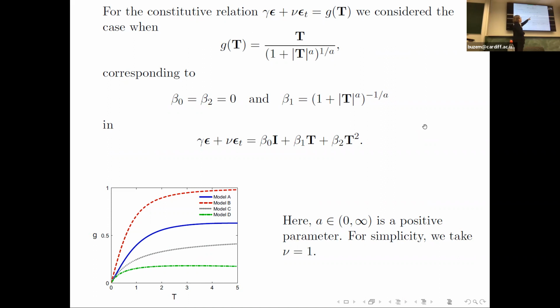So we started with this relation, remember? And if you put beta 0 and beta 2 to be 0 and beta 1 to be that, which depends on the invariance of the stress, then you can get that nonlinear relationship. So it was really at the core of the strain limiting theory, which is in the three-dimensional case. And for simplicity, we just took the coefficient of strain rate to be 1.